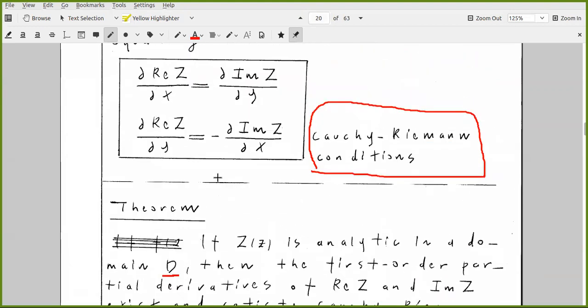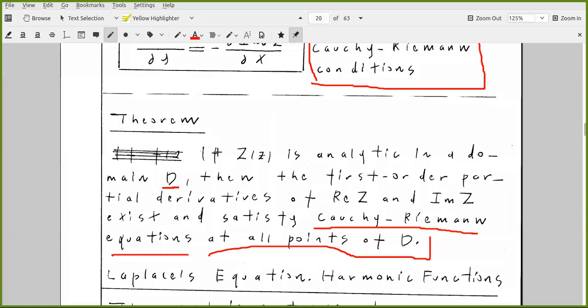Therefore, these are relations among the components of the derivatives of the complex function. Any questions about these results? Now, a further development related to Cauchy-Riemann conditions is related to Laplace's equation. And we will see what a harmonic function is.